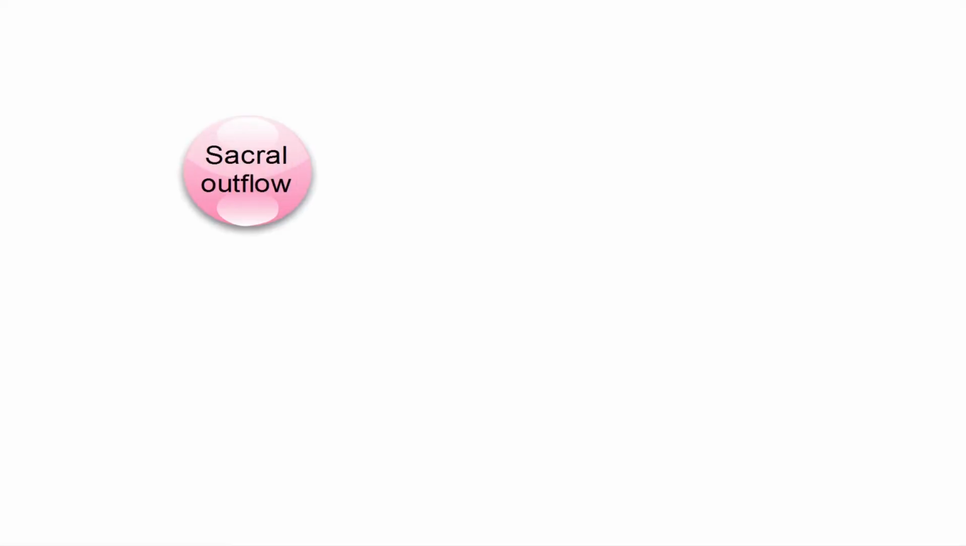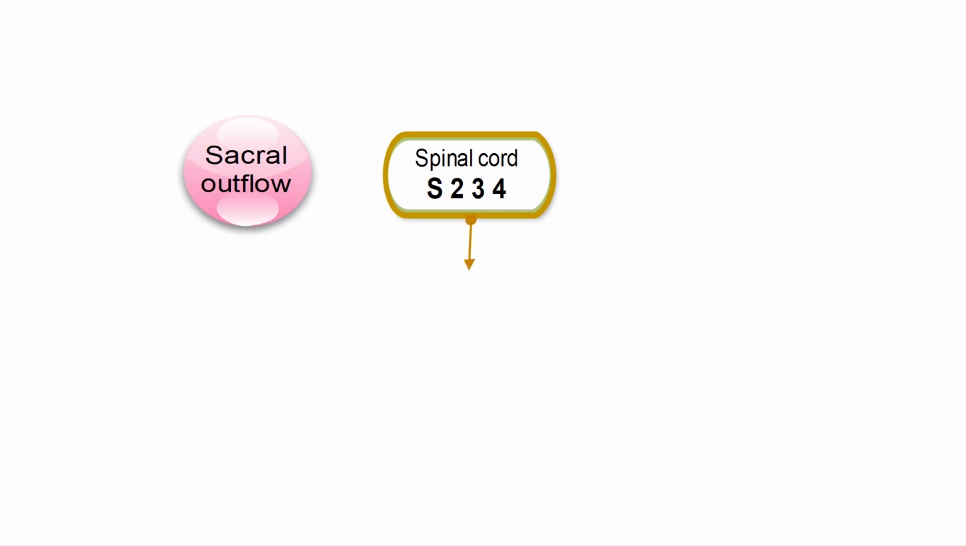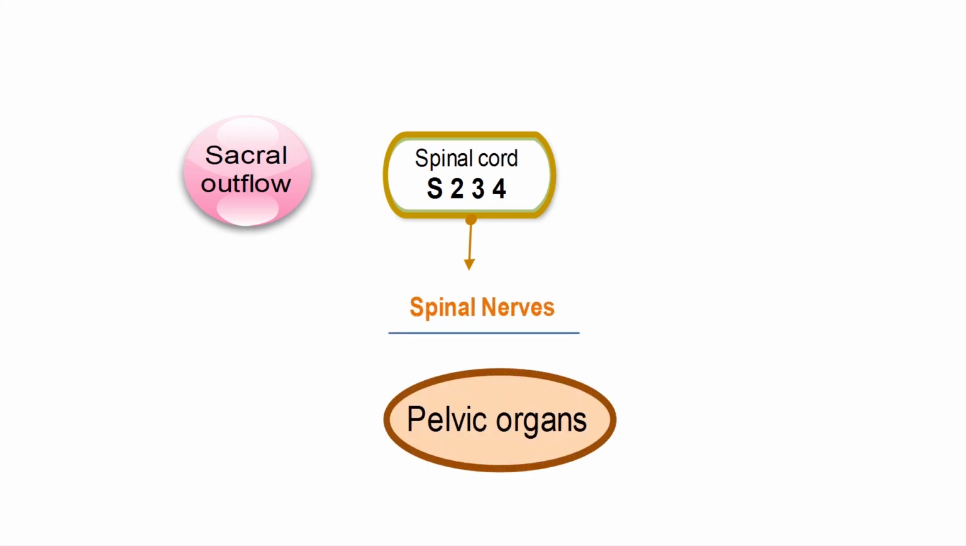Now, the sacral outflow of the parasympathetic system is through spinal cord segments S2, S3, and S4. Preganglionic fibers will go through spinal nerves, and they will find the ganglion in the wall of pelvic organs.